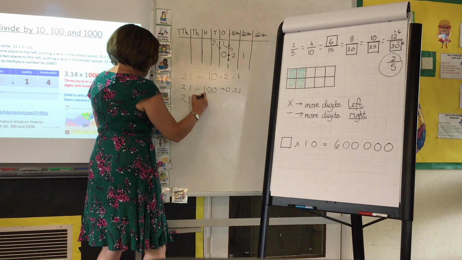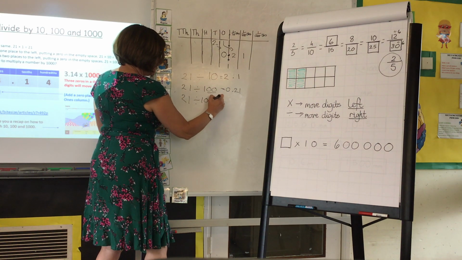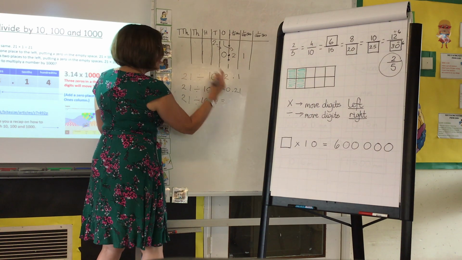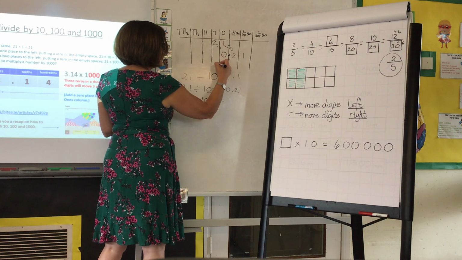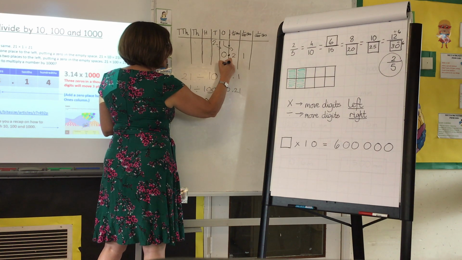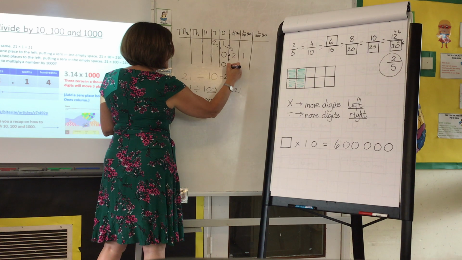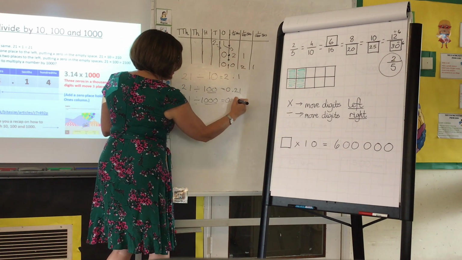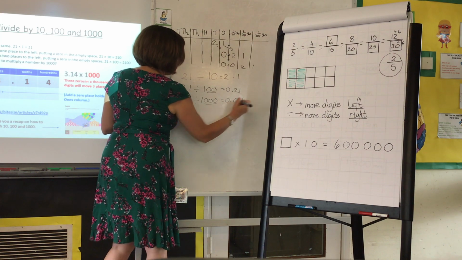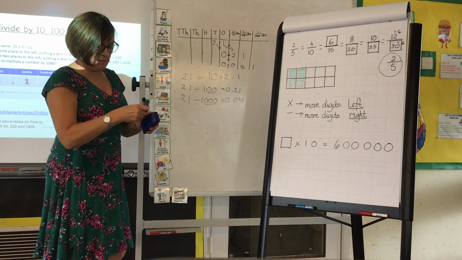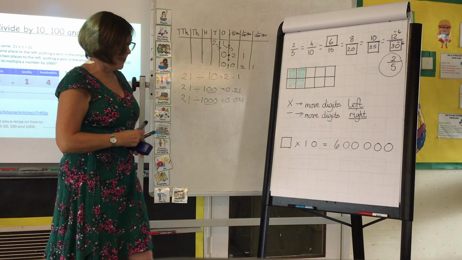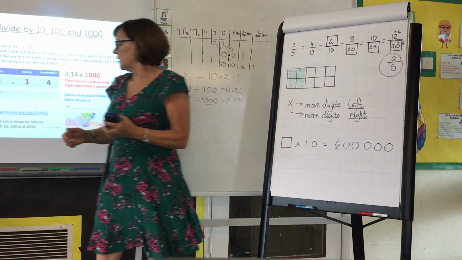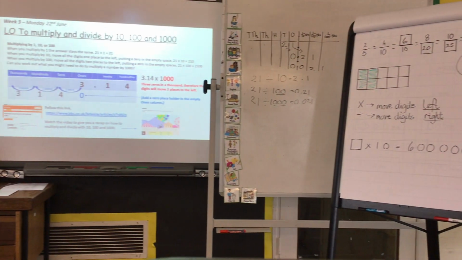Exactly the same principle if you're dividing by 1,000, 3 zeros, so you move 3 places to the right. So you would end up with 0.021. Now we've done this before, that's just a reminder really of how to do it. Let's just quickly have a look at the next slide.